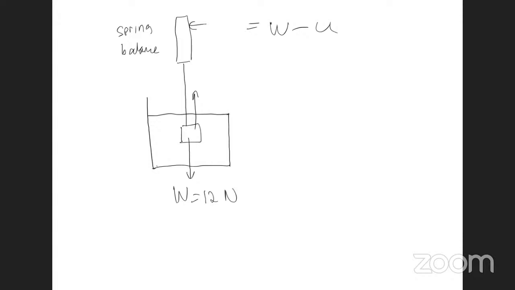Now you have to apply your knowledge here. Water fell out, and the weight of the water is 7 newtons. What is the upthrust and what is the reading on the scale? Think about it.